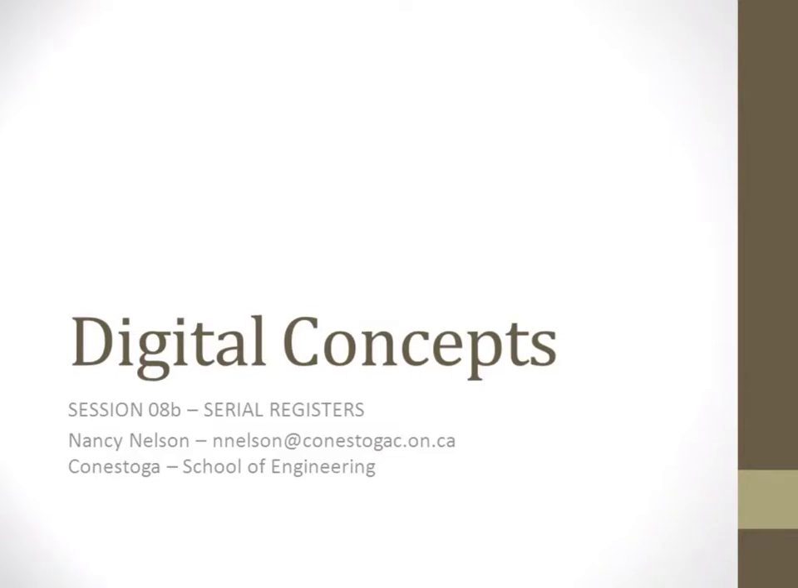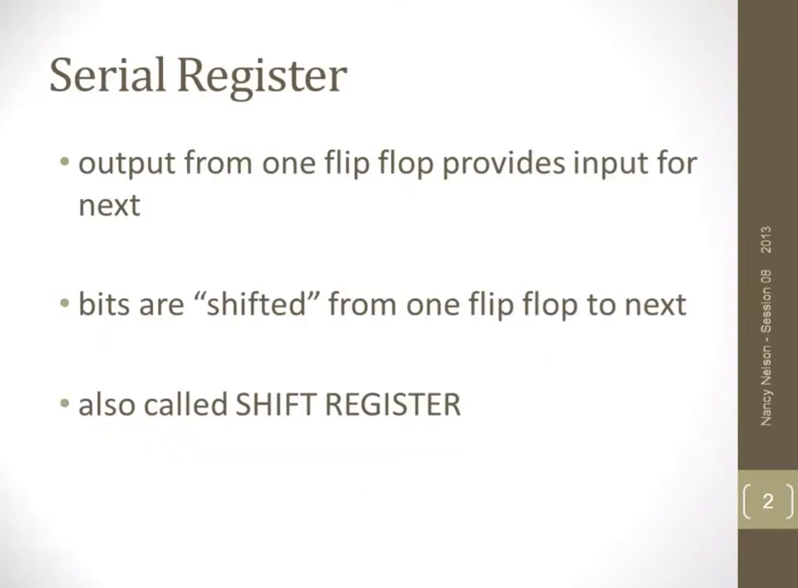The next kind of register we're going to look at is a serial register. When we looked at parallel registers, we knew that each of the flip-flops sampled one bit of the data stream. In a serial register, it's a little bit different because the output from one flip-flop is going to give us the input for the next one. So what we see here is a shifting of information from one flip-flop to the next flip-flop. Because of this, a serial register is also called a shift register. Let's take a look at one now.